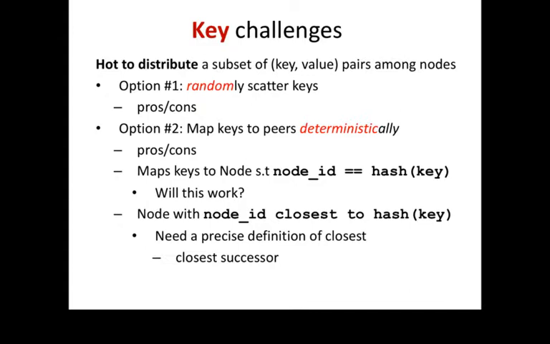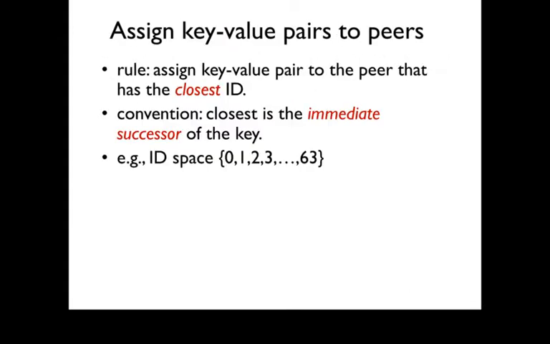And it has to be a little more precise. So it's the closest successor, so the one that is larger. So if there's somebody who's 11 or 12 or 13, whichever is there, you will pick, and then you will put that information into that person, okay? So that's the first point. And then, to rehash this, the rule is you assign the key value pair to the peer that has the closest ID, okay? And in this case, the closest is defined by the immediate successor of the key, the closest successor of the key.